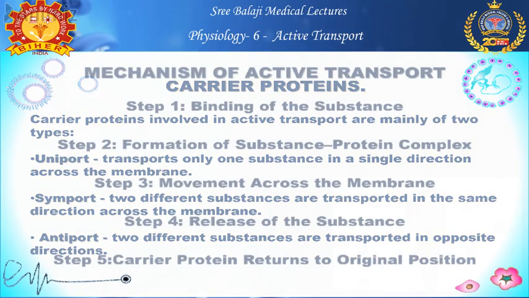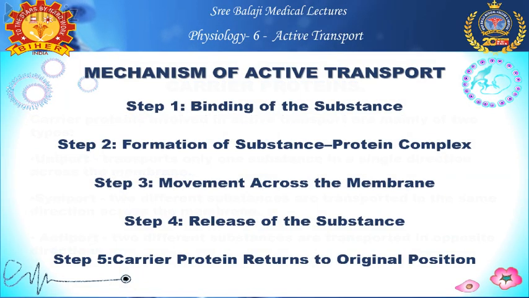Now let us understand the mechanism of active transport. We'll see step by step. Step 1 is binding of the substance. First, imagine a substance that needs to be transported across the cell membrane. When this substance comes close to the outer surface of the cell membrane, it does not simply pass through. Instead, it binds to a specific carrier protein present in the membrane. This carrier protein has a special binding site designed only for that particular substance. So the substance attaches to the carrier protein. Now what is formed? A substance protein complex is formed. Now we move on to step 2.